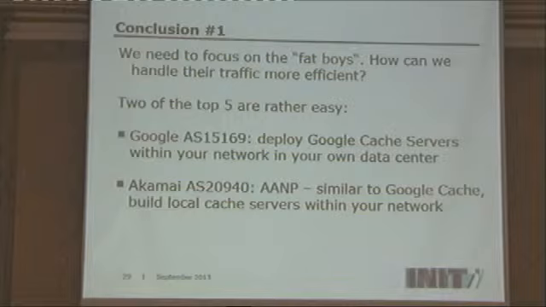So we come to the conclusion. We need to focus on the fat boys. How can we handle their traffic more efficiently? So 2 of the top 5 are rather easy. If we talk to Google and Akamai, we can deploy their cache servers within our own example ISP network, in our own data center, and these local caches will substitute a big chunk of the IP transit traffic.